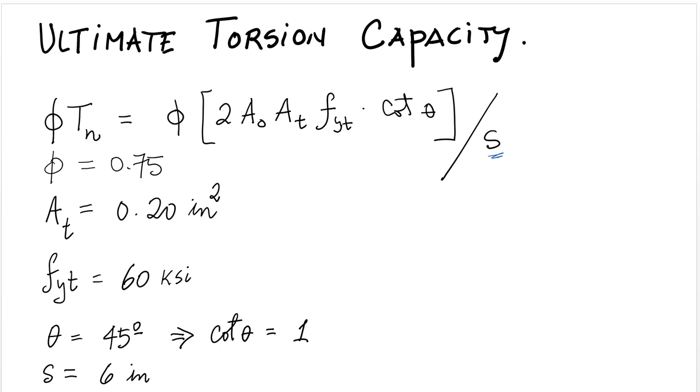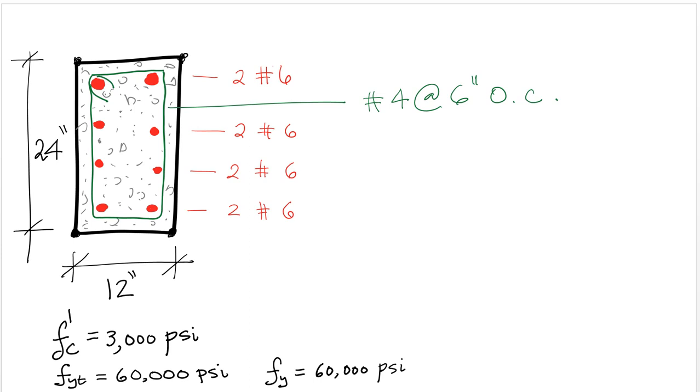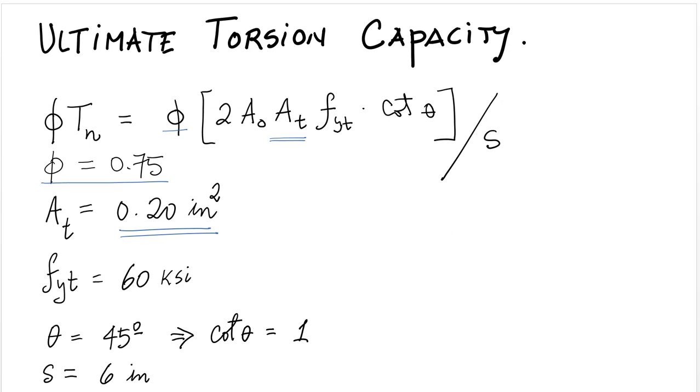We move on to determine the ultimate torsion capacity. This is the formula given by ACI, and I'm just going to go over the calculation of each one of the components of this formula. First, phi, again, equals 0.75. AT, which is the area of one leg of transverse reinforcement, and that is 0.2 because we have number 4 at 6, and the area of one leg of reinforcement for a number 4 is 0.2 inches square.